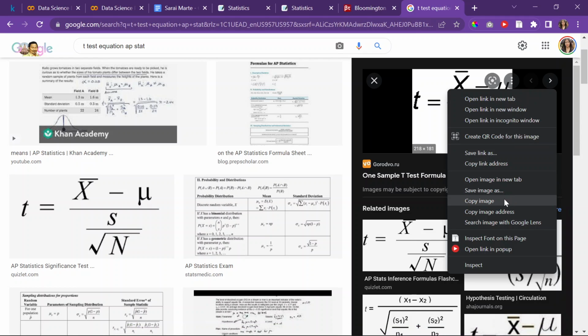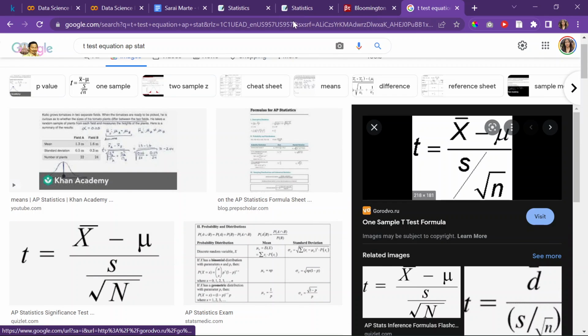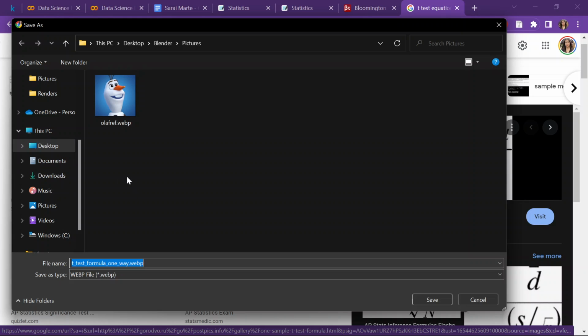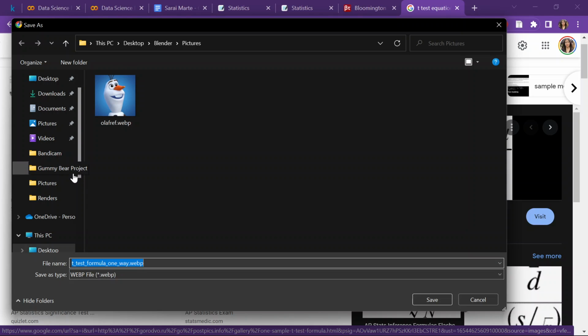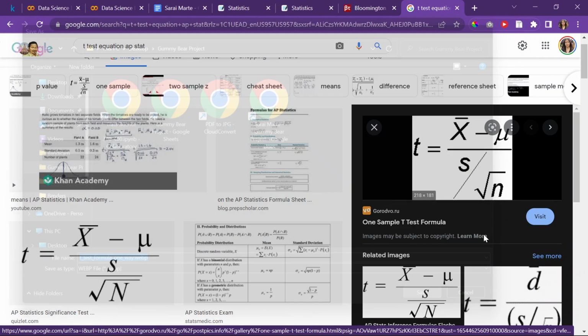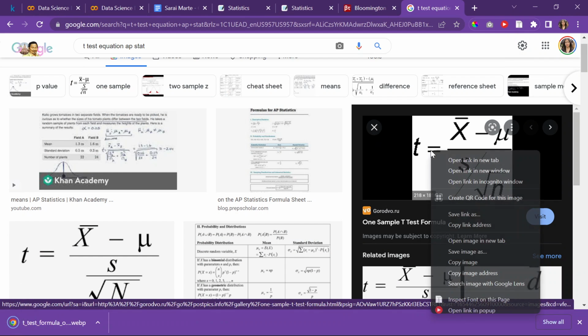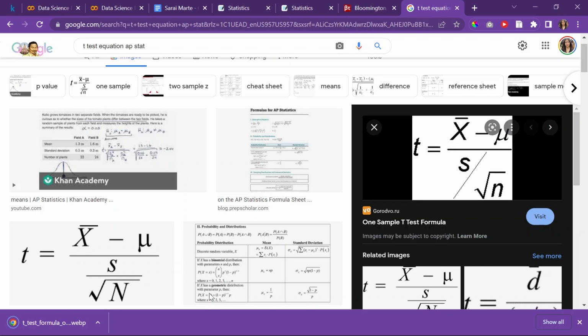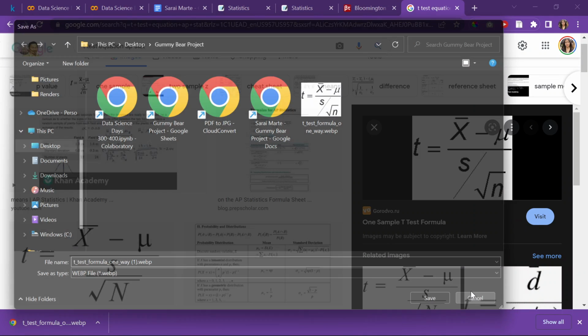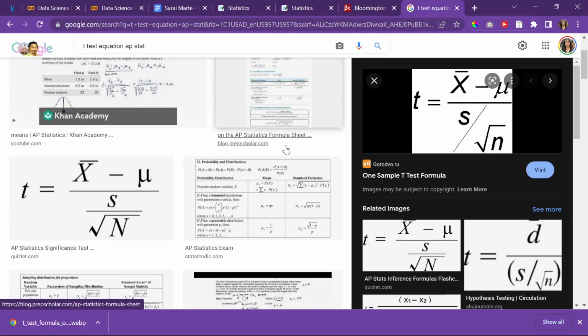So I'm going to save this, and I'll put it in my gummy bear project. If you wonder why I have a picture of Olaf, it's because I was trying to 3D model him yesterday. Did not work out. Okay, gummy bear project. Put that in there. Why can't I ever save it as an image? Can I just save it as a JPEG? Whatever.